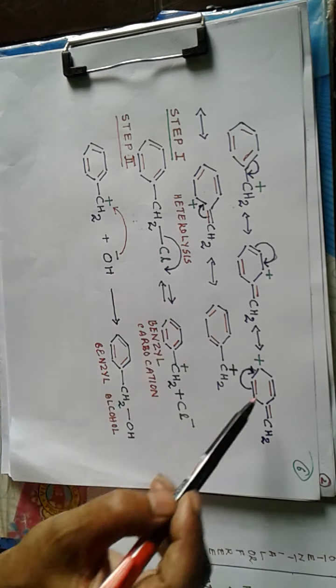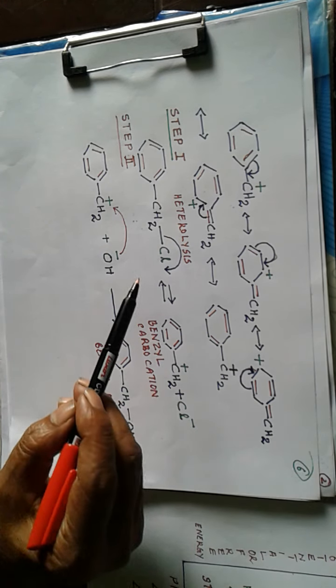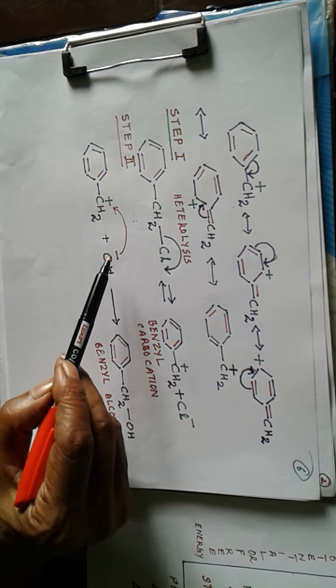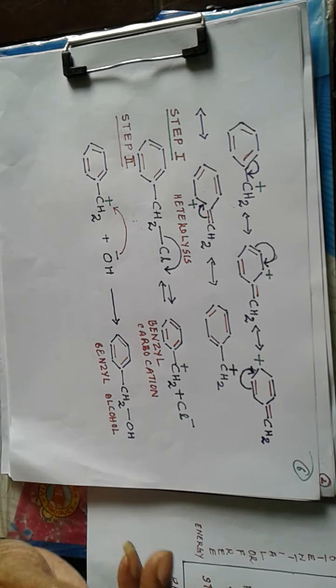So these are the canonical structures, and so we can say the benzyl carbocation is stabilized by resonance, but again it is unstable because of its positive charge. Now in the second step, the hydroxide ion attacks the benzyl carbocation.